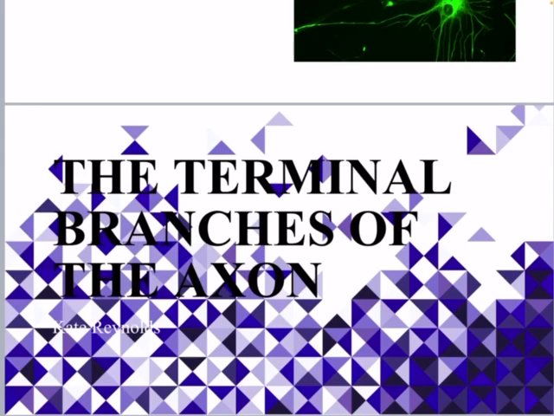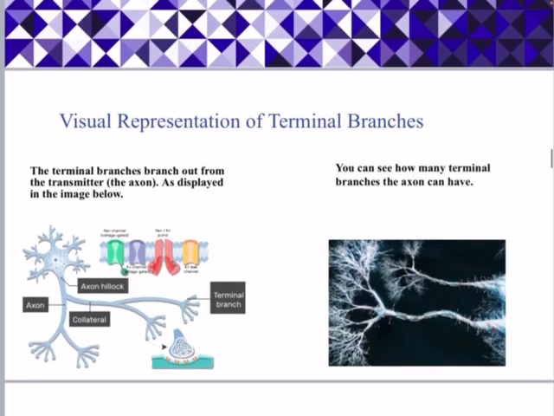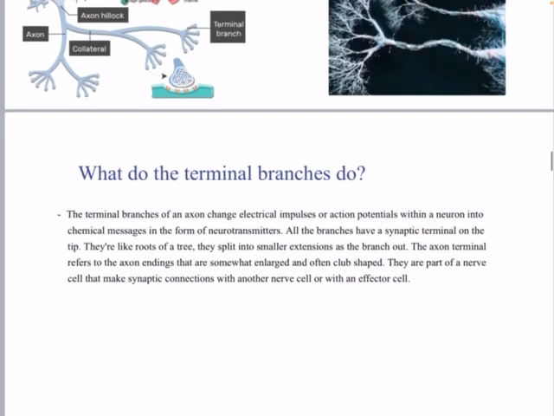The terminal branches of the axon. The terminal branches branch out from the transmitter, the axon, as displayed in the image below. You can see how many terminal branches the axon can have.